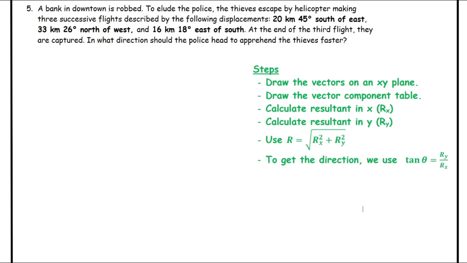Hi and welcome to today's video. In today's video, we'll be exploring how to use the vector component method of vector addition.